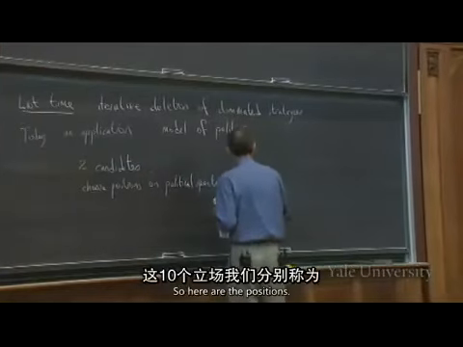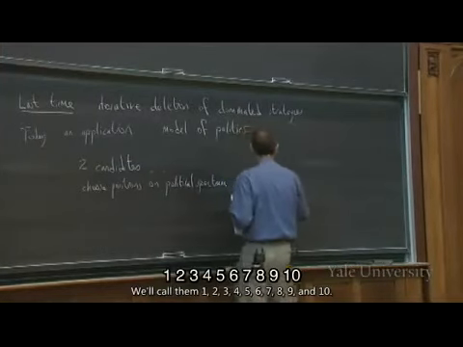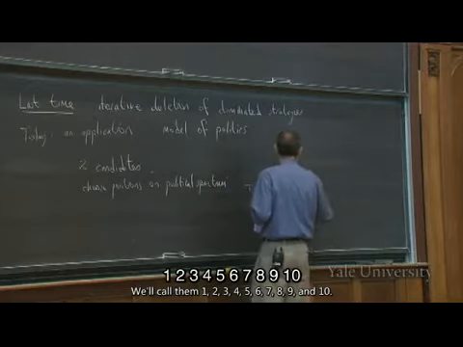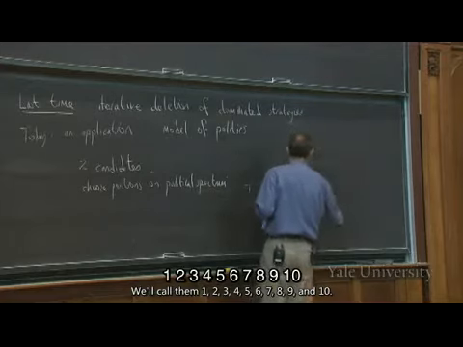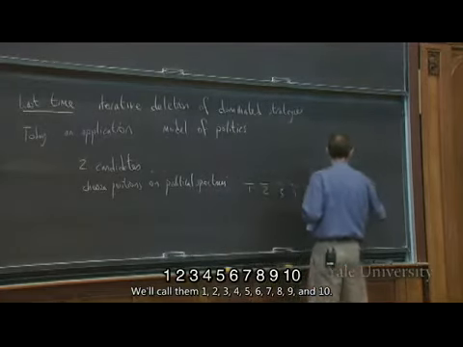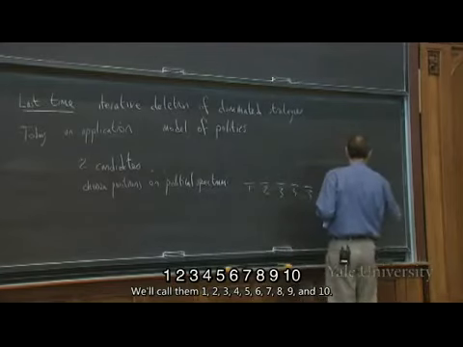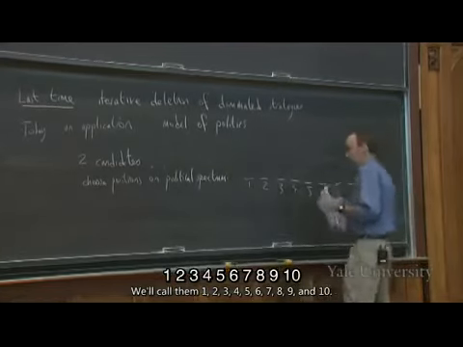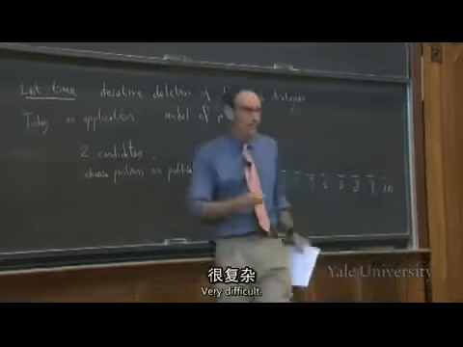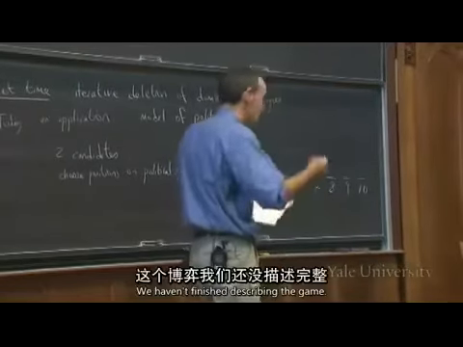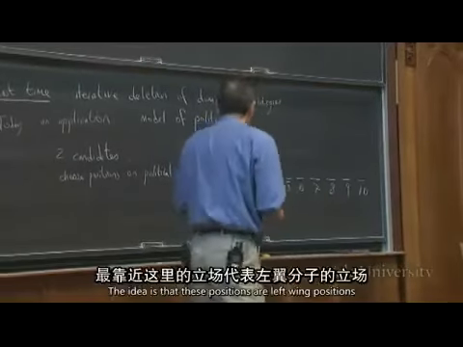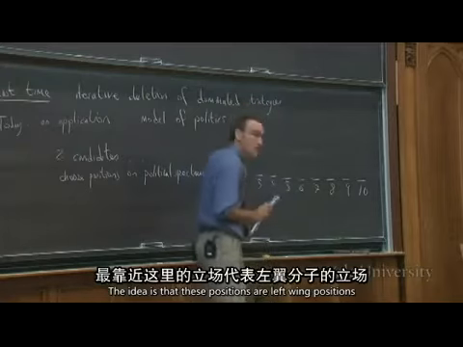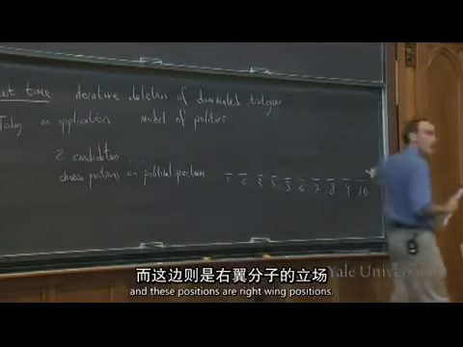So here are the positions. We'll call them 1, 2, 3, 4, 5, 6, 7, 8, 9, and 10. Not very difficult. What's the idea here? We haven't finished describing the game. The idea is that these positions are left-wing positions, and these positions are right-wing positions.